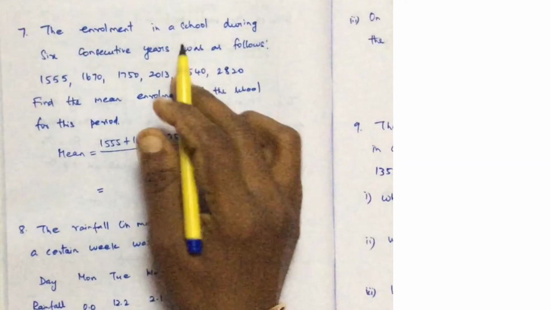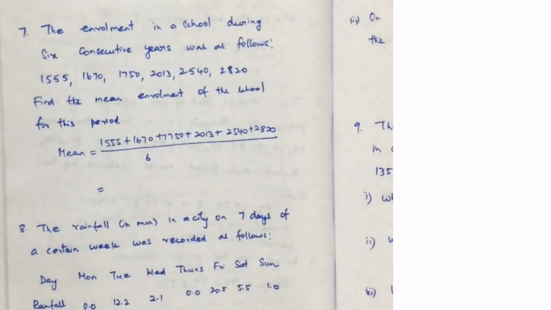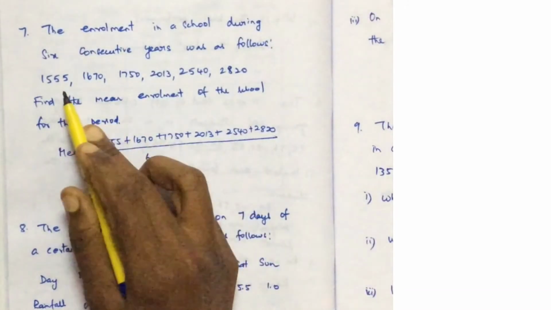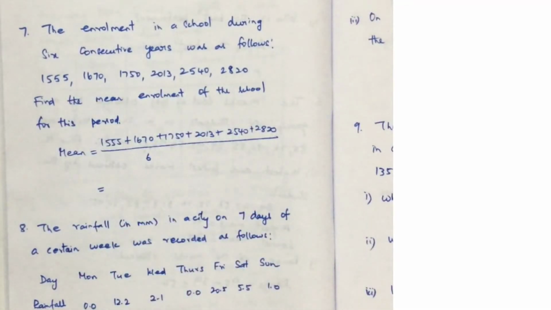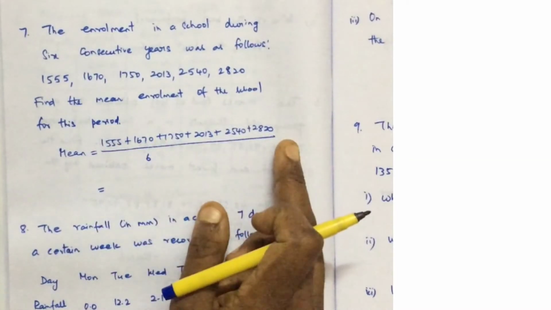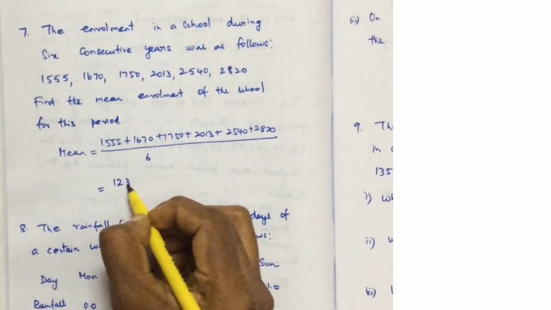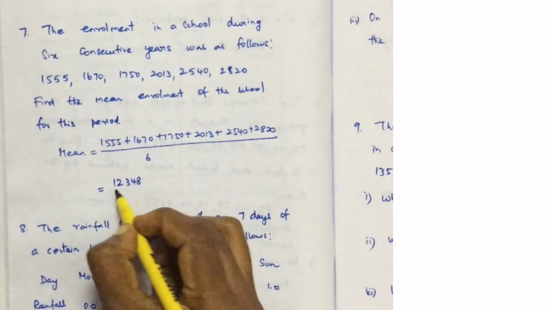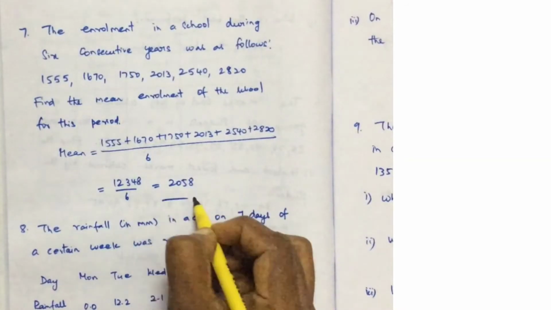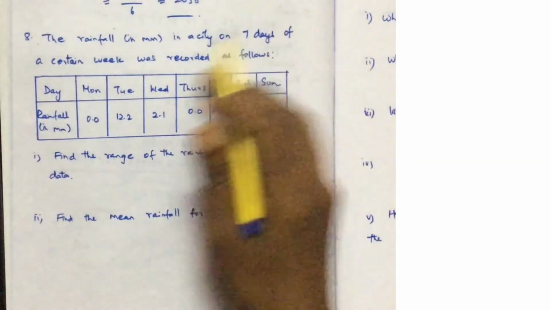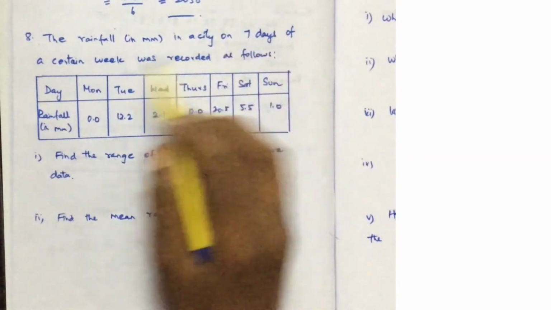Problem. The enrollment in a school during 6 consecutive years was as follows. Enrollment means admission in a school. So these are the numbers 1, 2, 3, 4, 5, 6. I have to find the mean of that. You have to add all those 6 entries and divide by 6, which gives 12,348 divided by 6, that is equal to 2058. This is the mean.